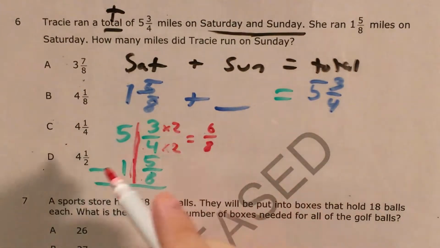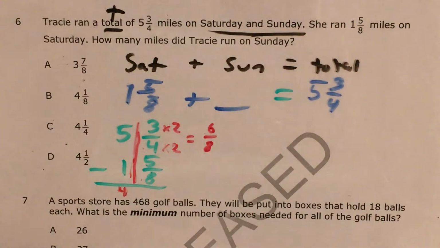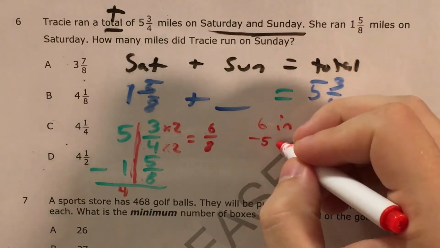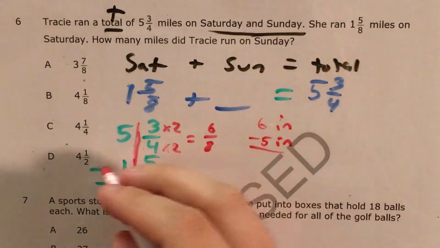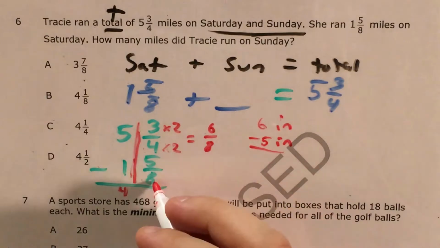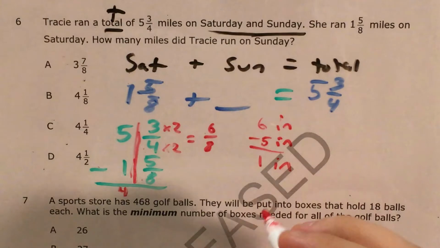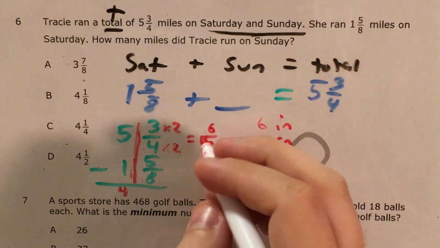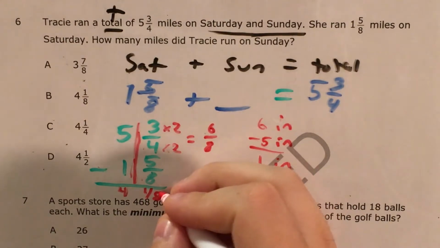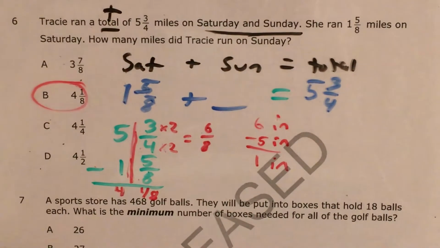So now I'm doing 6/8 minus 5/8. And I want to point out, as I do with any problem that involves fractions with common denominators, 6/8 minus 5/8 is a bit like saying 6 inches minus 5 inches. We're actually going to leave these 8s alone, because 6 inches minus 5 inches just gives us 1 inch. And so 6/8 minus 5/8 would just give us 1/8. So our answer is going to be 4 1/8, which is right there, choice B.